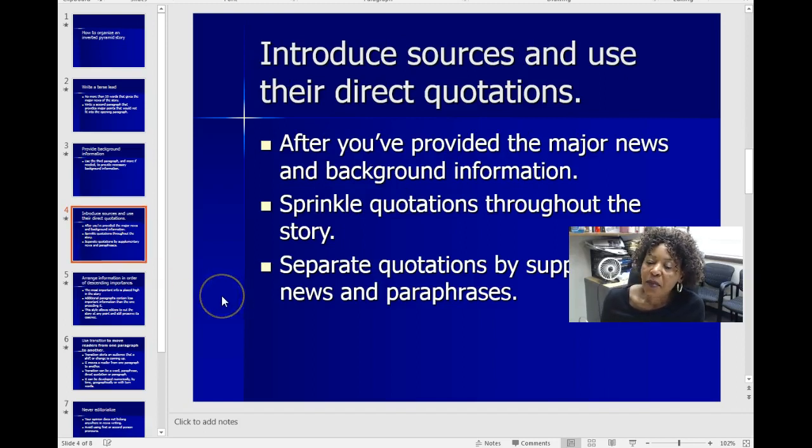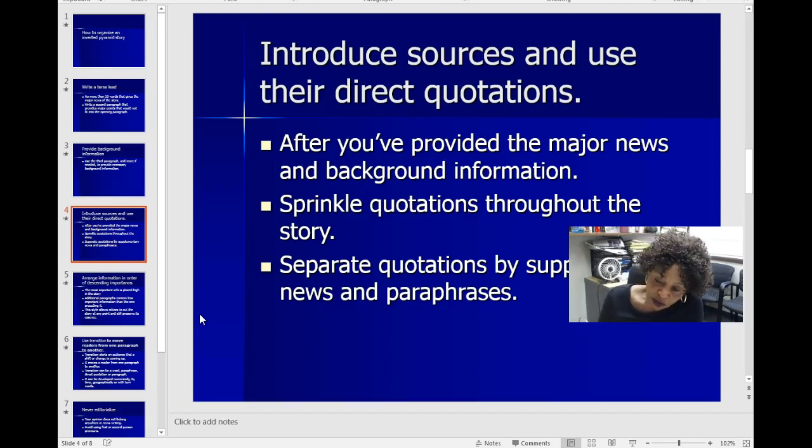Then we must introduce sources and use direct quotations. Maybe we talk to the chief of police, or the investigating police officer, or maybe we happen to have found the student who was walking alongside the other student, or who may have been there and telling him not to cross the road, and so on. So you try to sprinkle quotations throughout the story.